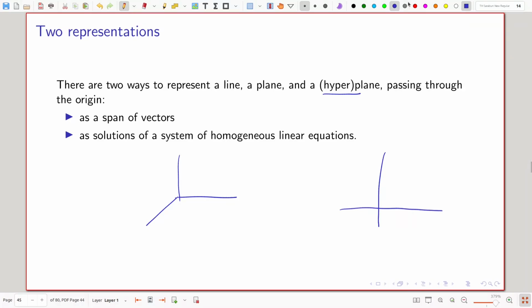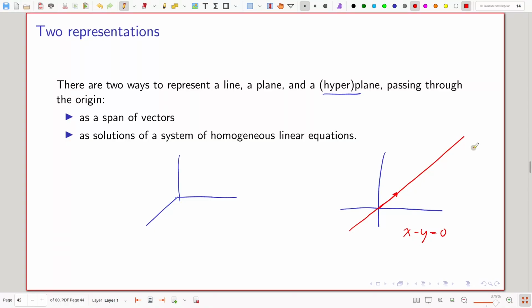In 2 dimensions, if you take these vectors and you take a span, you get this line. But you can also express this line as an equation. The equation might look like x minus y equals 0. Then you get this line. So there are 2 ways to express this set.